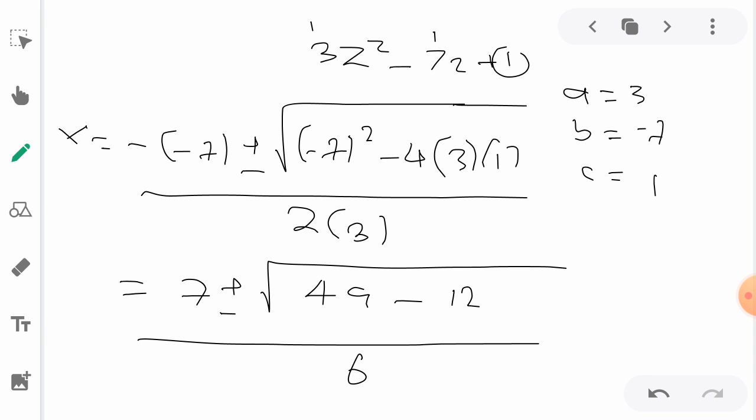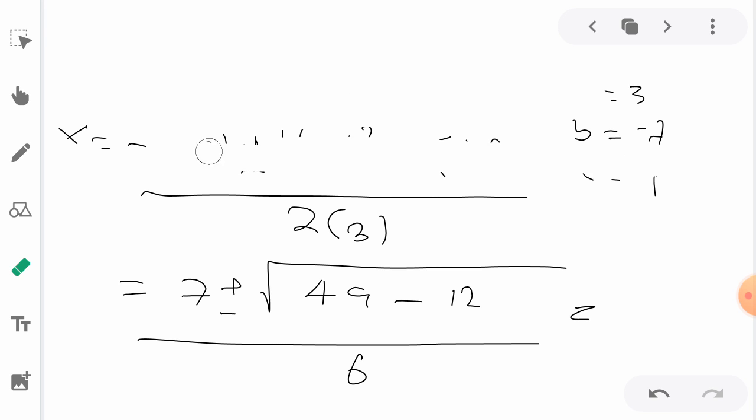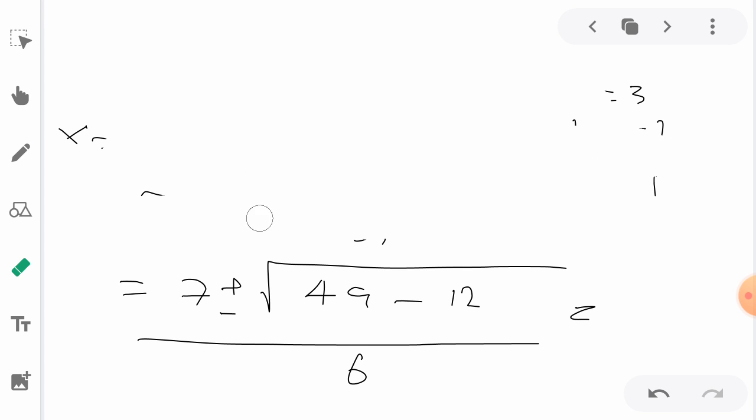So we can continue. Then what we have here is 7 plus or minus the square root of 49 minus 12. Then therefore we find the difference. I can wipe the upper part if you don't mind, so that I can continue.